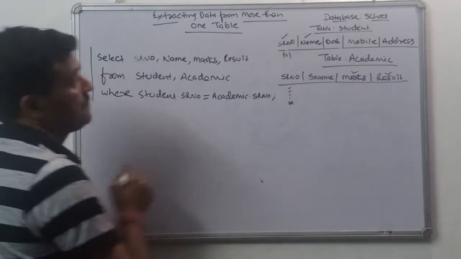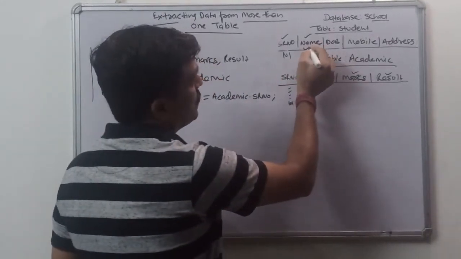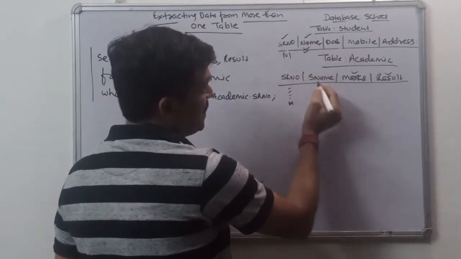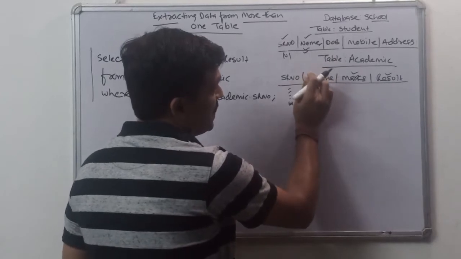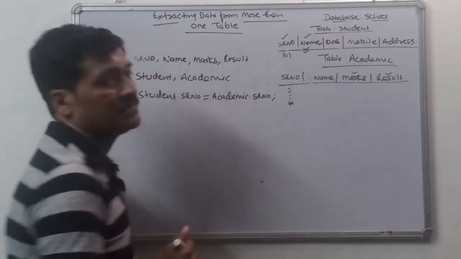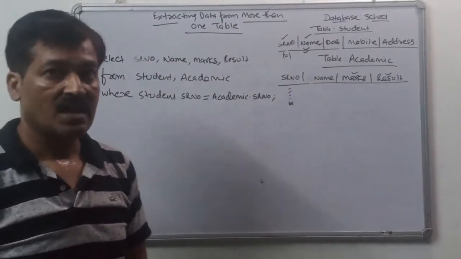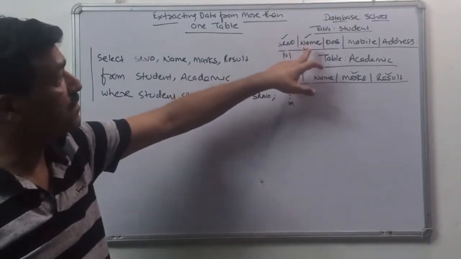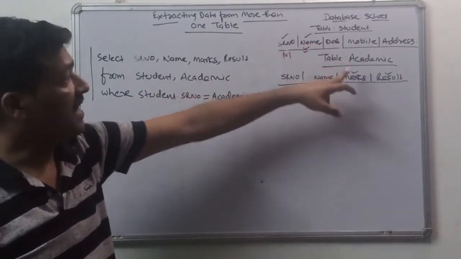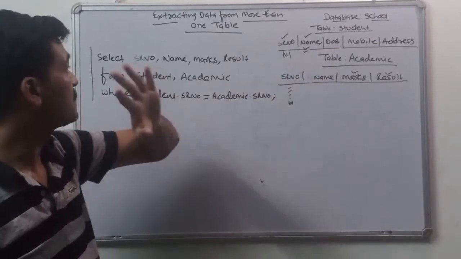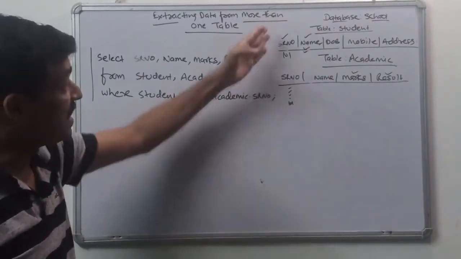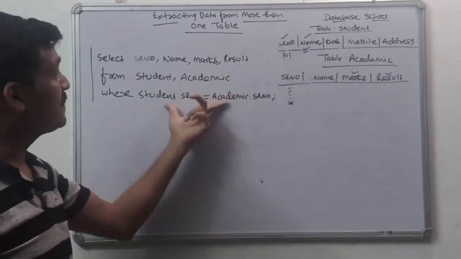Just suppose the name here is of the student, but in this table the student name is S name. Suppose both of these things are the same. Here also in this table the name of the student is placed as name. In academic also the name of the student is placed as name. SR number was the same, but SR number we have matched here.